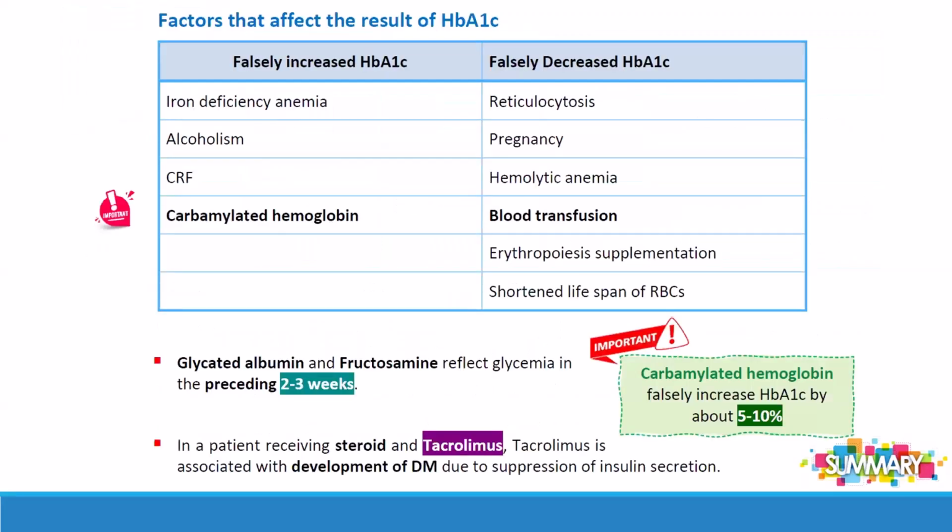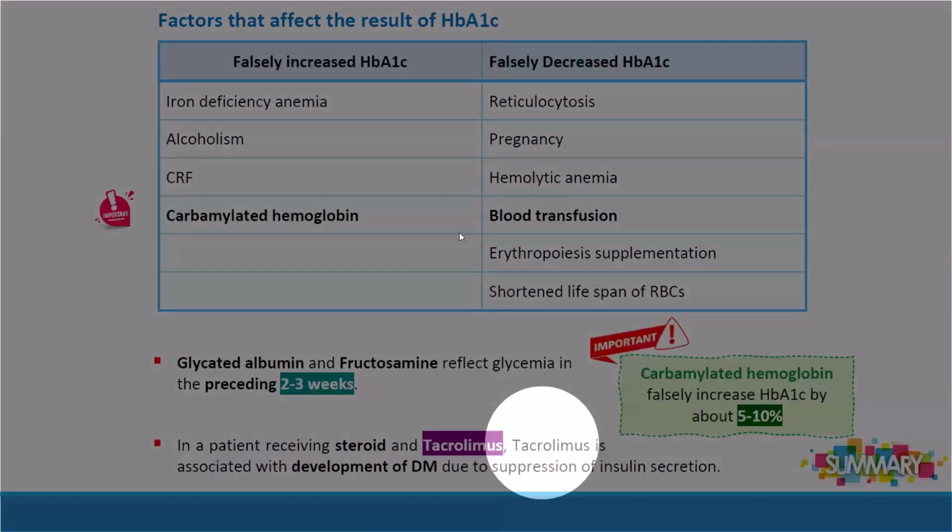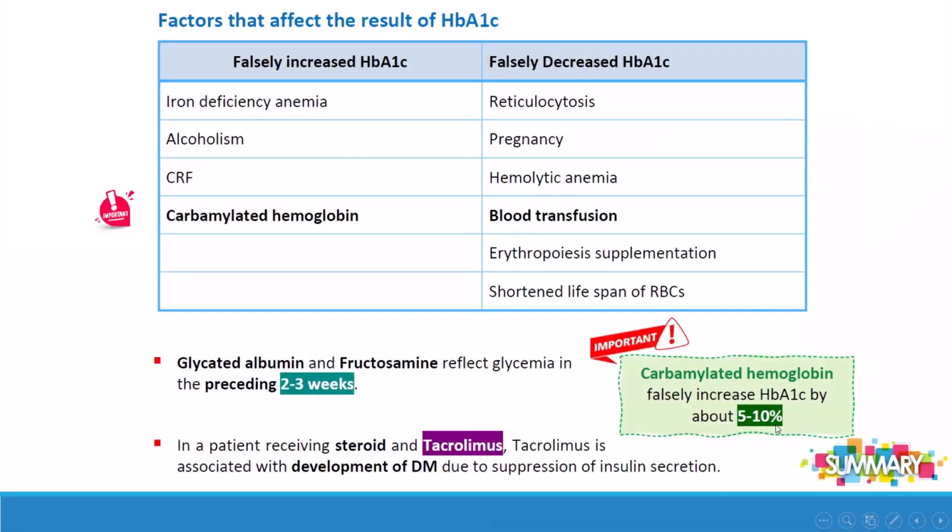Factors that affect hemoglobin A1C are very important for the final exam. Don't forget that blood transfusion will cause a falsely decreased hemoglobin A1C. Another very repeated question is carbamylated hemoglobin in a patient with chronic kidney disease on hemodialysis, which will cause a falsely elevated hemoglobin A1C. In a previous exam, they asked about the percentage of falsely elevated hemoglobin A1C, which is about 5 to 10%. This is just a sample; I will give more details later on.